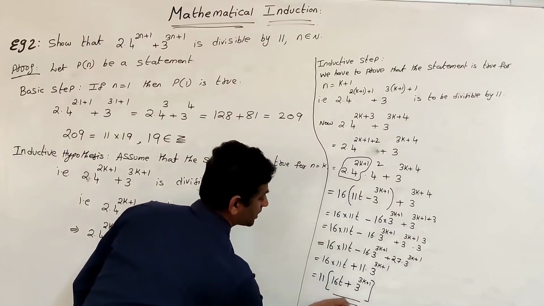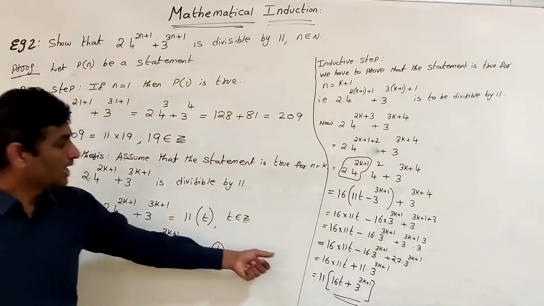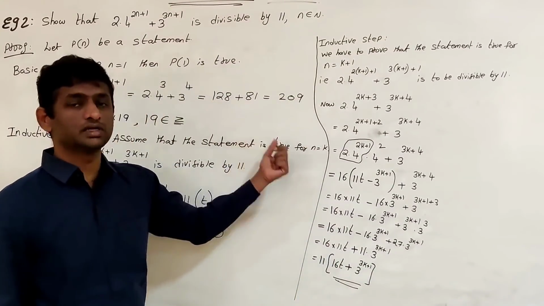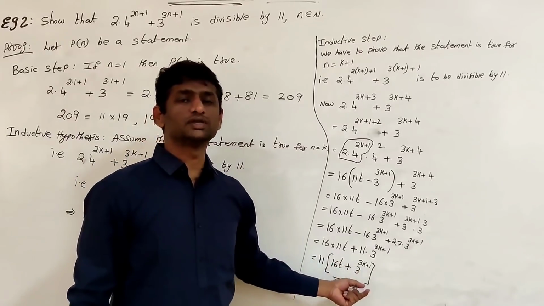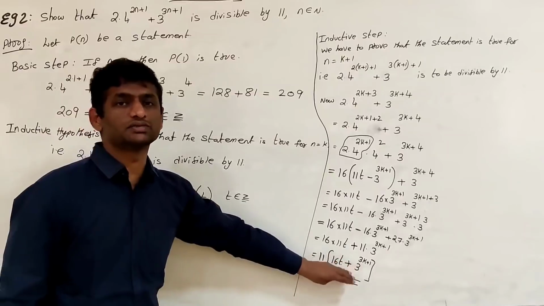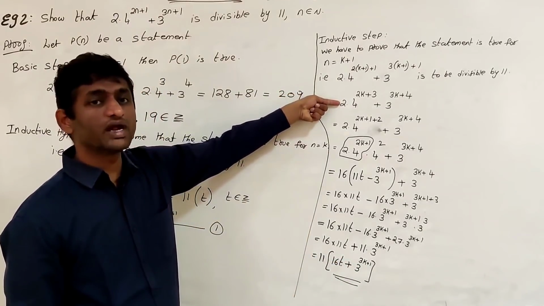So again t is an integer, and 3 to the power of 3k plus 1 is also an integer where k belongs to a natural number. So integer plus natural number gives an integer, and again it is a multiple of 11. 11 times some integer.